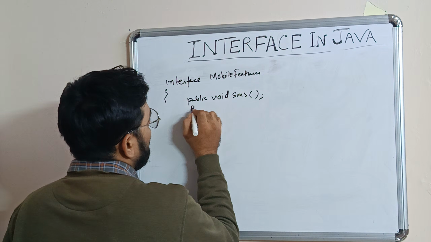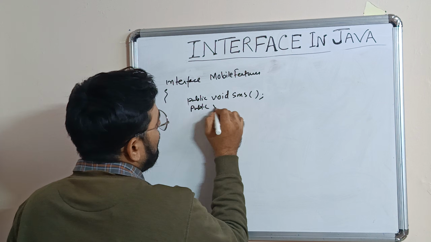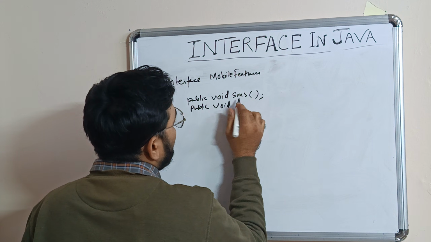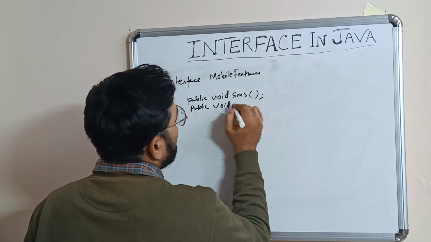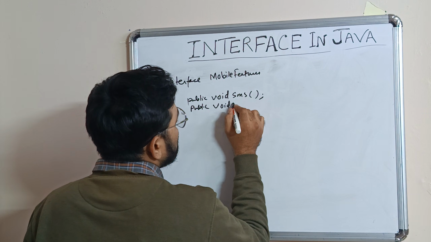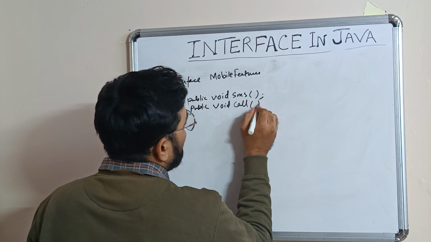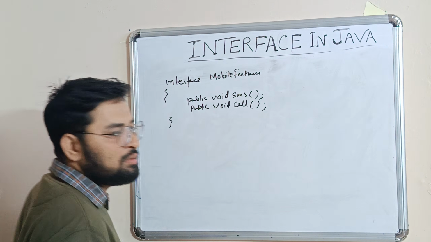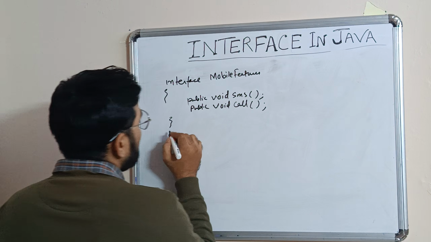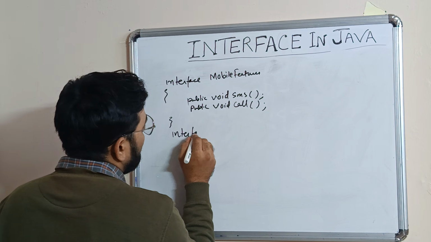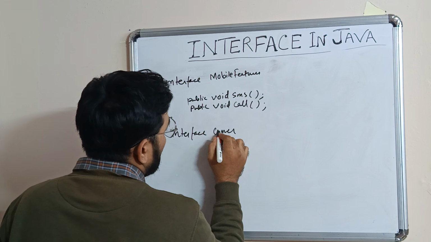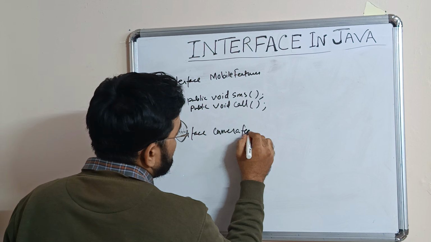The body is missing. We can write public void call. So these are the two abstract methods we have in this interface. Another interface we have is camera features.